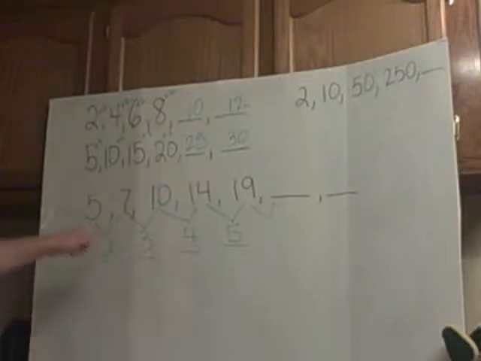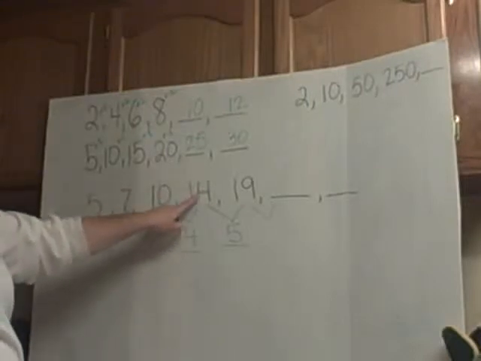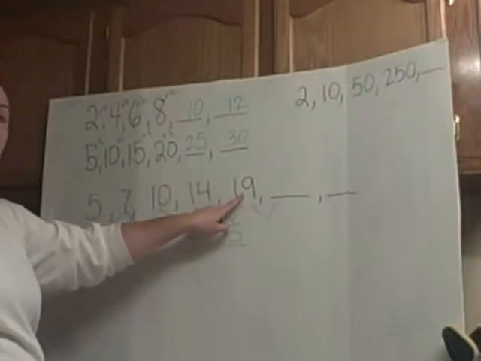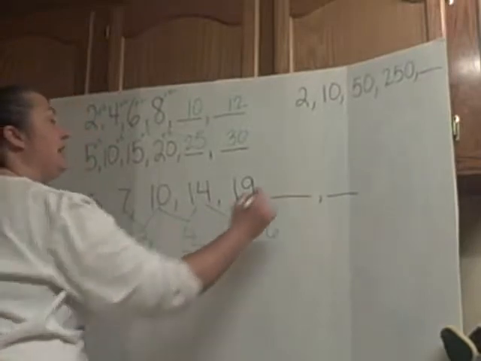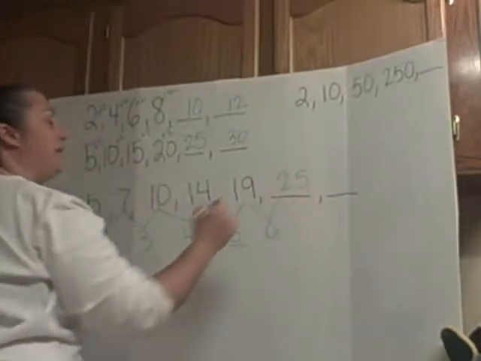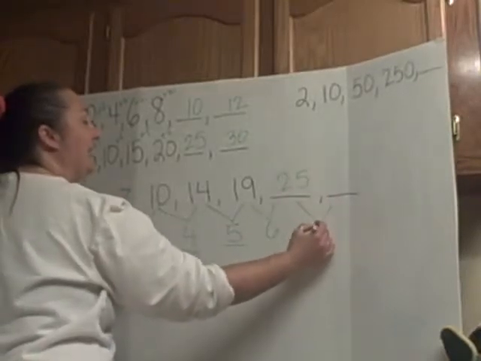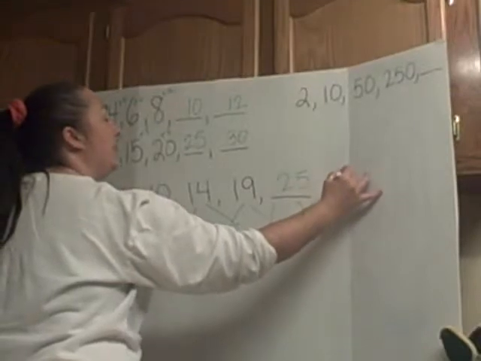And here's the pattern. 5 plus 2 is 7. 7 plus 3 is 10. 10 plus 4 is 14. 14 plus 5 is 19. So I'm going to take 19 and add 6 to it to get 25. The next term is found by adding 7 to 25 to get 32.